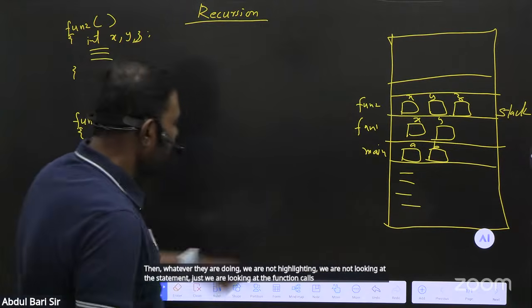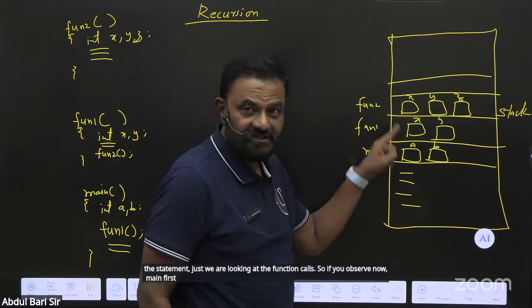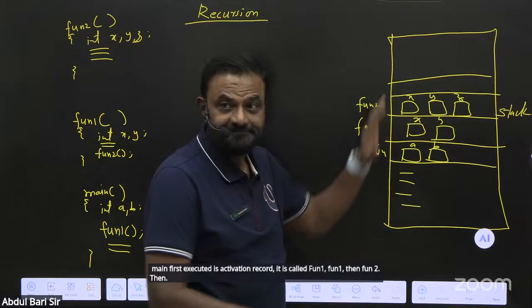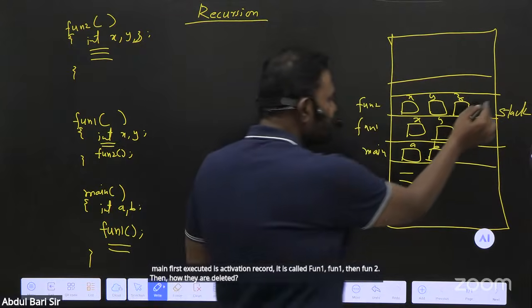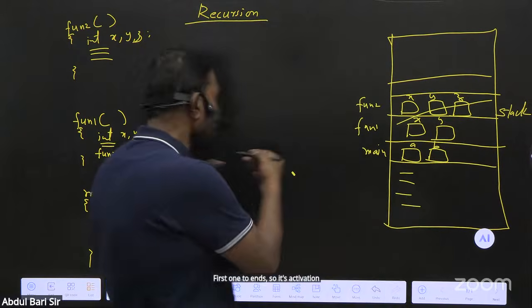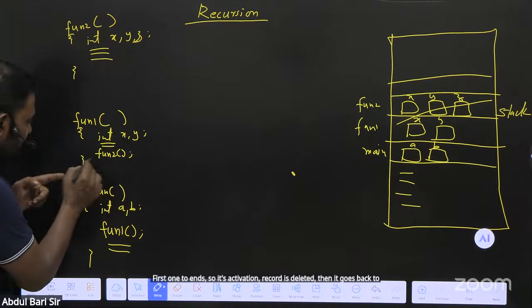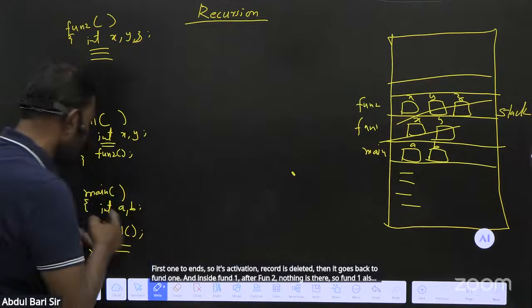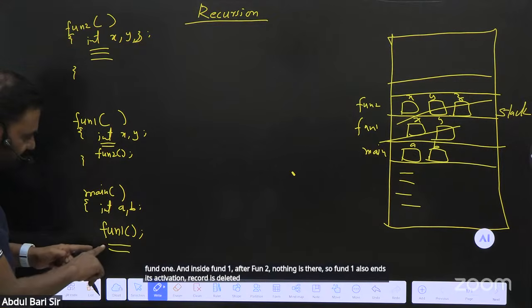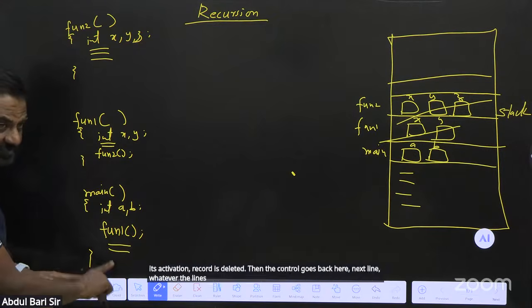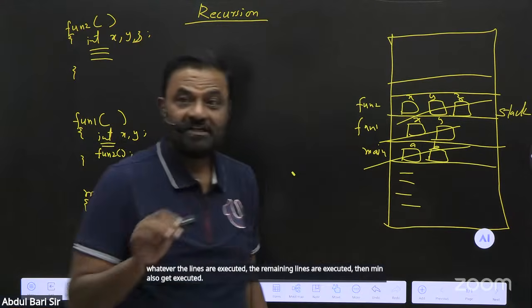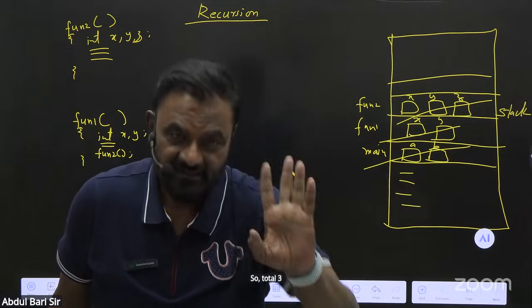So if you observe, main's activation record was created first, it called fun1, then fun2. Then how are they deleted? First fun2 ends, so its activation record is deleted, then it goes back to fun1. Inside fun1, after fun2, nothing is there, so fun1 also ends and its activation record is deleted. Then the control goes back to main, the remaining lines are executed, and main also ends. So in total 3 activation records were created.